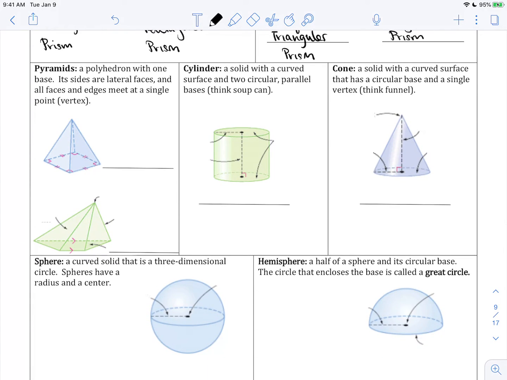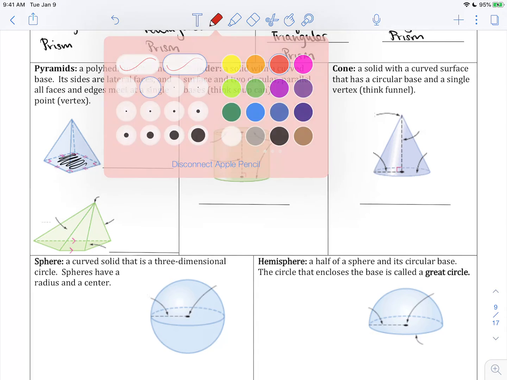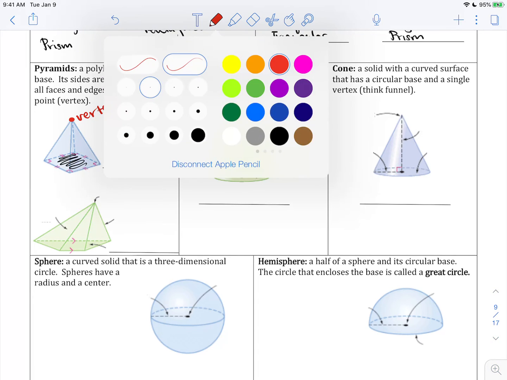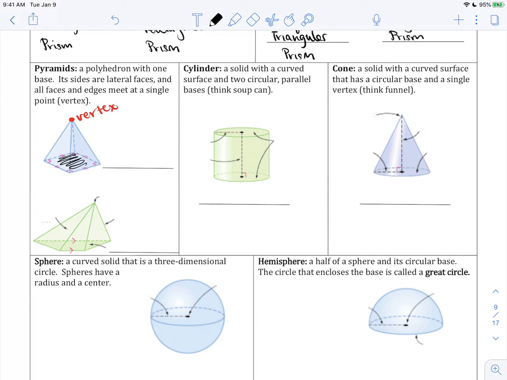We have what's called a pyramid. It's a polyhedron with one base, which is right here, right? Its sides are lateral faces, and all faces and edges meet at a single point, the vertex, right? So all these other faces meet up here at the vertex. So I'm going to label that vertex. And this base here, all the sides are the same. It's a quadrilateral, so this is a square pyramid.